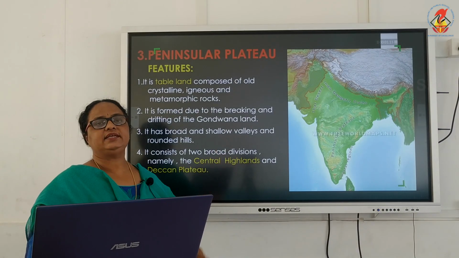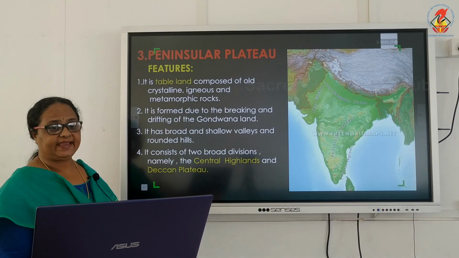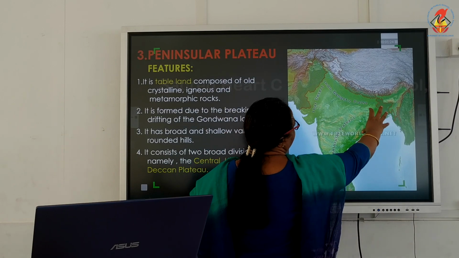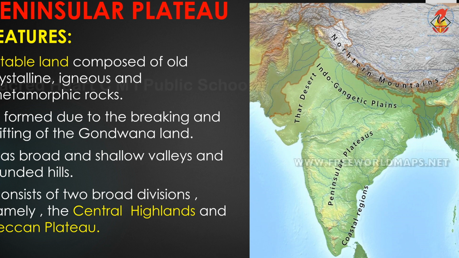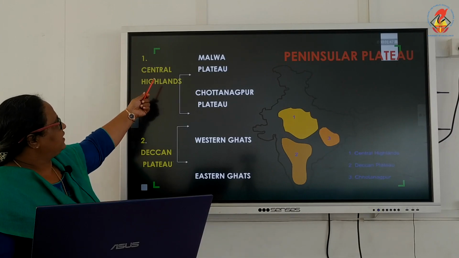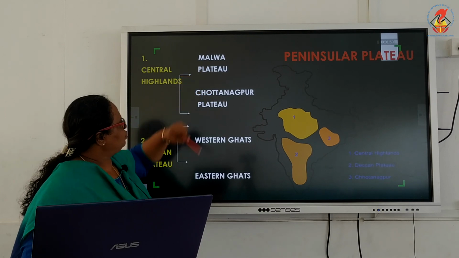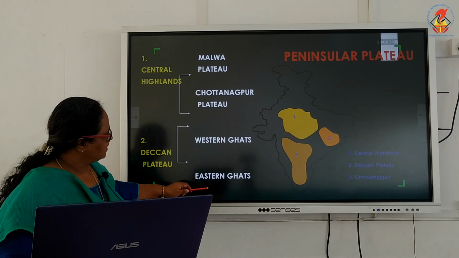A Peninsular Plateau consists of Central Highlands and Deccan Plateau. That is, the whole Peninsular Plateau is divided into two. That is the Central Highlands here and we have the Deccan Plateau here. It's a flow chart where it speaks about Peninsular Plateau is divided into two, Central Highlands and the Deccan Plateau. And Central Highlands is again divided into Malwa Plateau and Chota Nagpur Plateau. Then Deccan Plateau is divided into Western Ghats and Eastern Ghats.